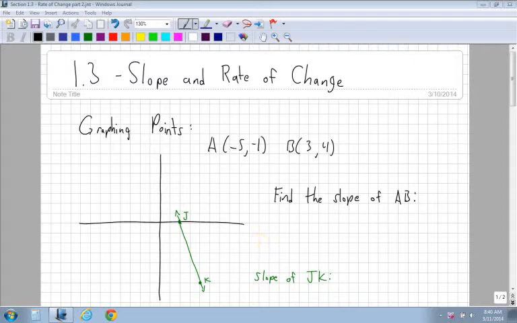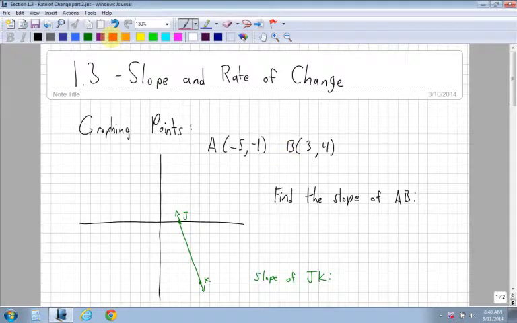All right, section 1.3 is the slope and the rate of change. So I'll go over how to graph points, and then we'll look at how to find the slope from those points and the slope of a line that's already graphed. The first thing I want you to do is graph these 2 points, A and B.